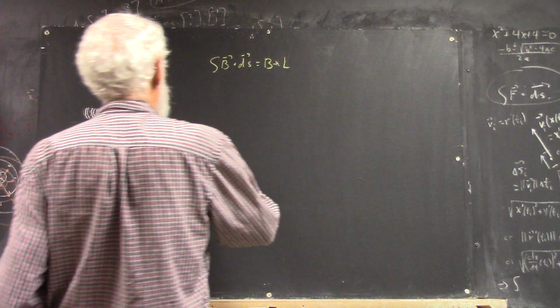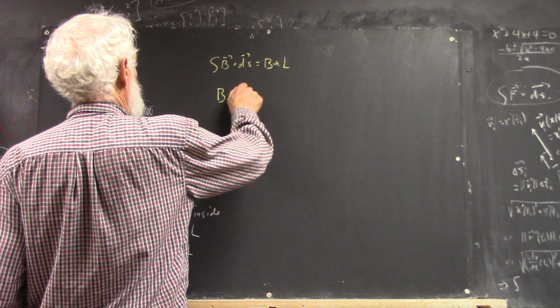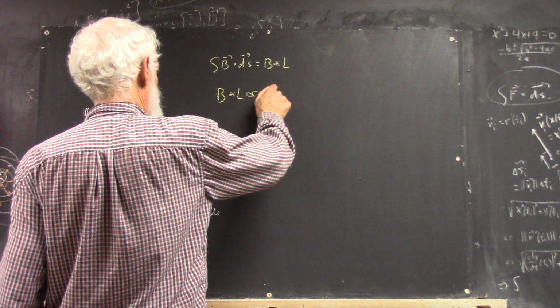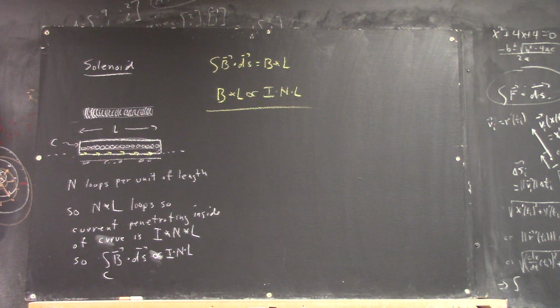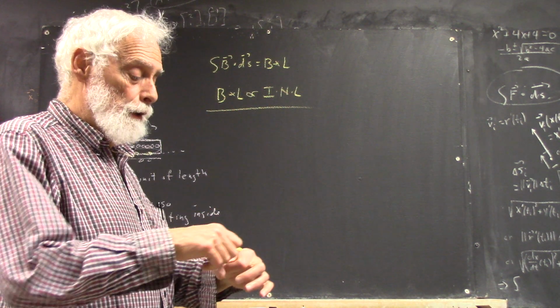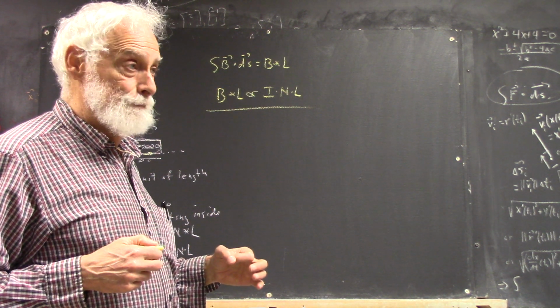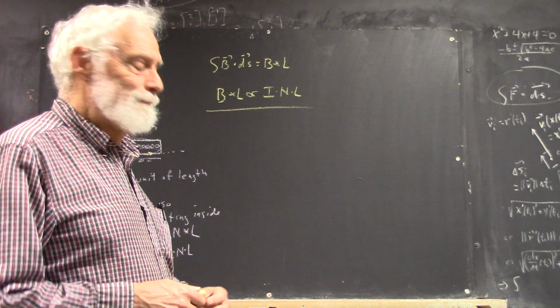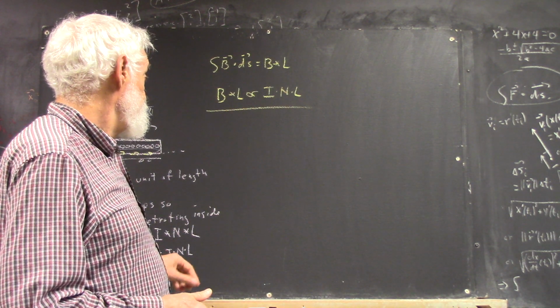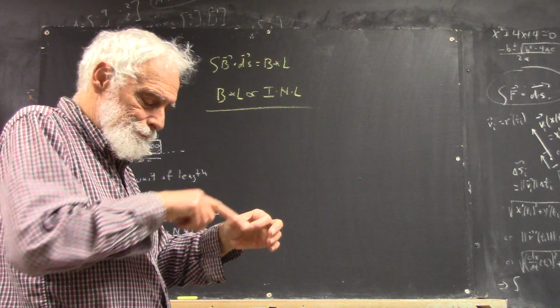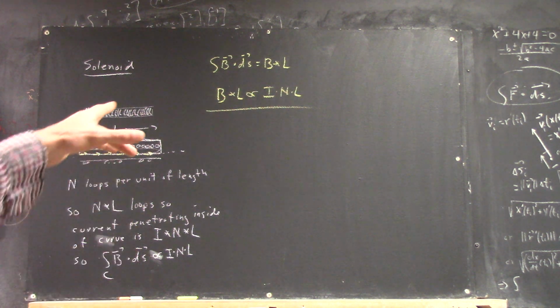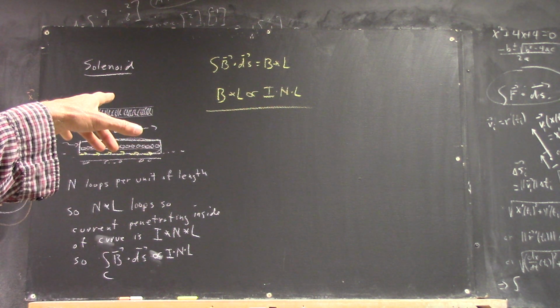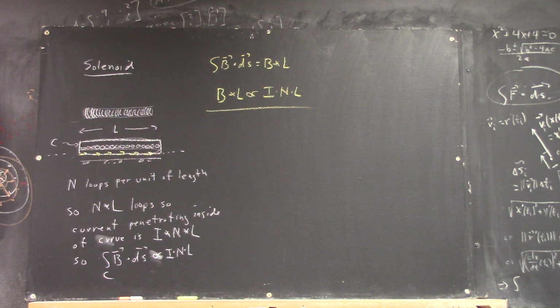So that B times L is directly proportional to I times N times L. Okay? To get the proportionality constant, you just have to consider the field of a small loop at its center. Okay? And then what's the line integral of a loop that does this? So I'm going to leave it at this. This is how you calculate the field of a solenoid.